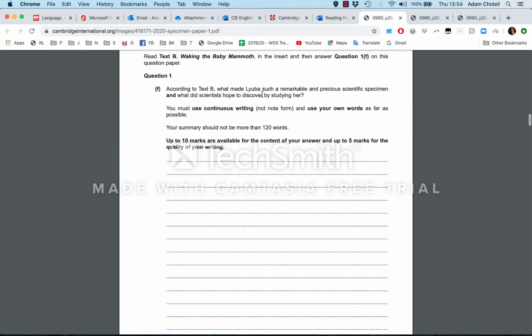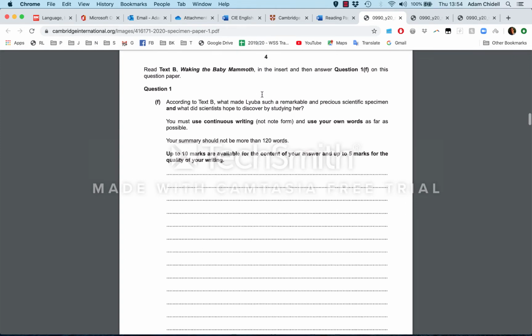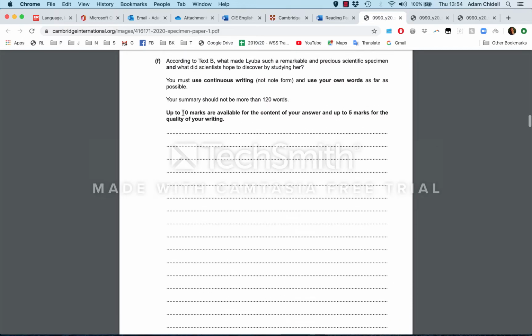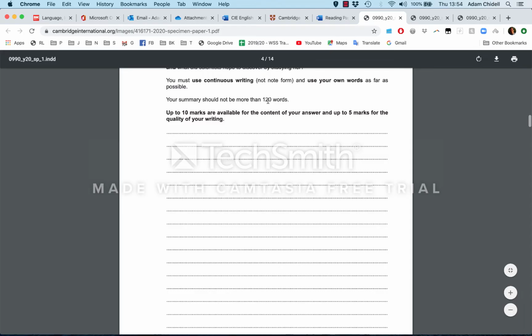And in terms of the number of points you want to include, you might assume that given that it says there are 10 marks available for the content of your answer, you need 10 points. Actually, strictly speaking, you don't. But you do need, I would say, a minimum of 8 points, and I will talk a little bit more about why in a moment. But you should aim for between 8 and 10 different points to answer that question.